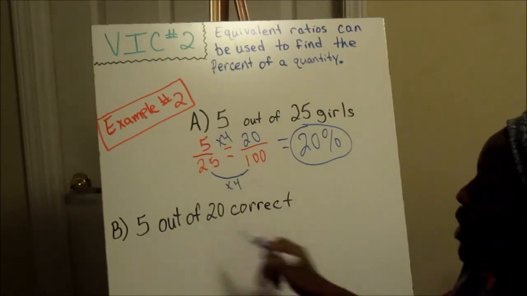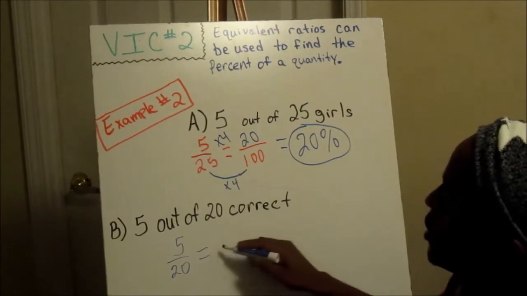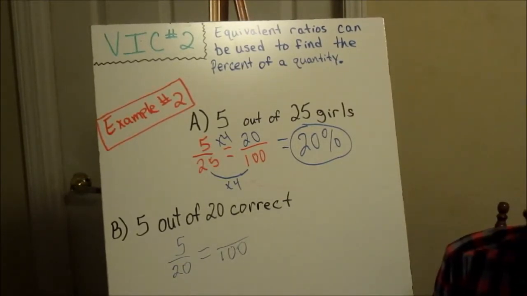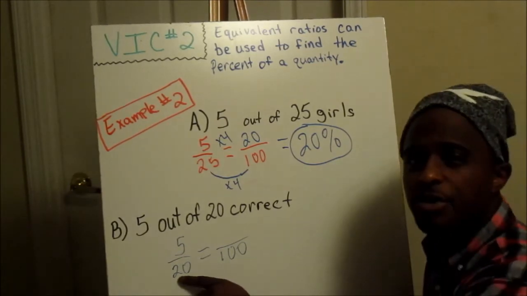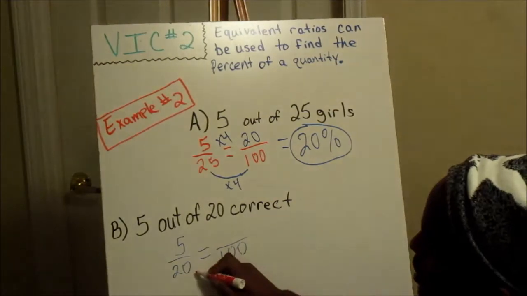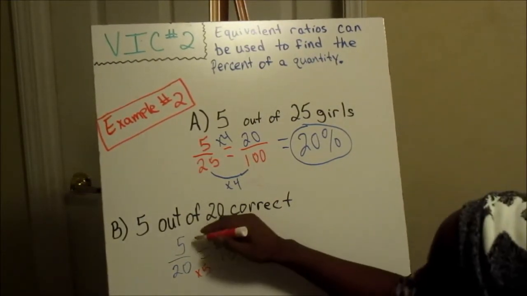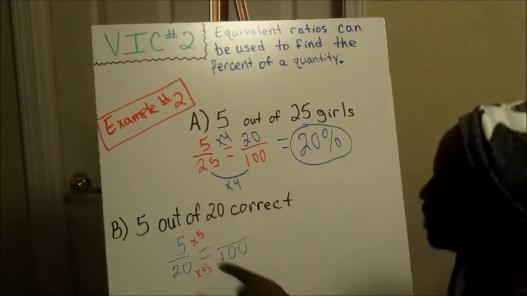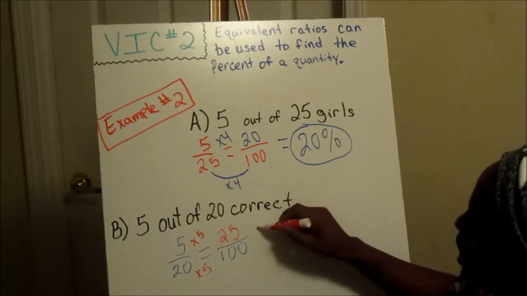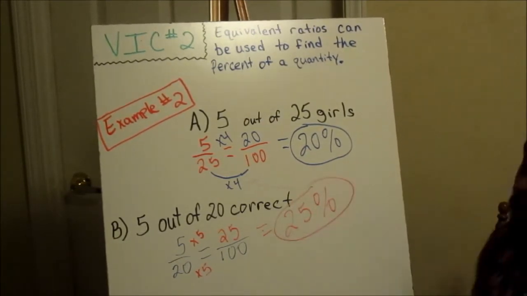Let's look at another quick example. 5 out of 20 correct on a test. So 5 out of 20. I want to set that equal to out of 100. And now I think to myself, 20 multiplied times what gets me 100? Well, 20 times 5 equals 100, which means I want to multiply my numerator times 5 as well. So 5 times 5 is 25. So that would get me 25%, which is not a very good grade.